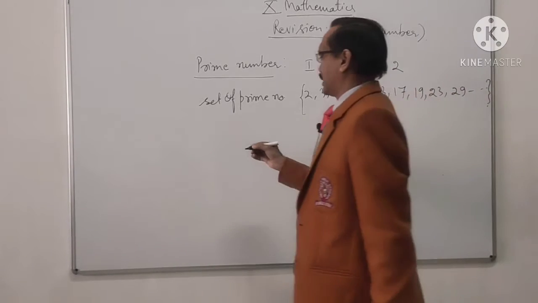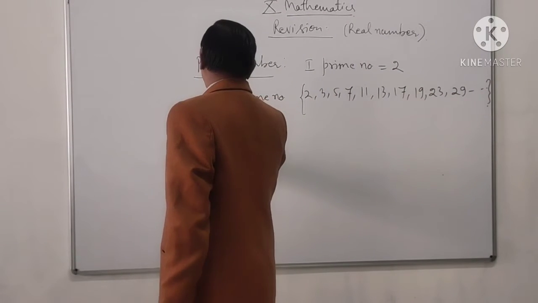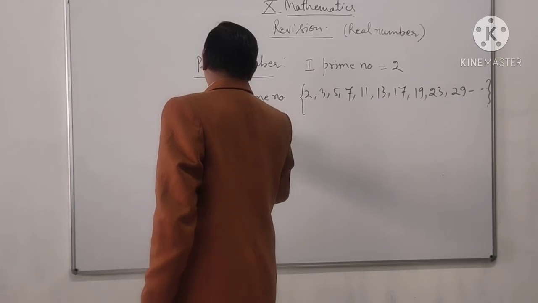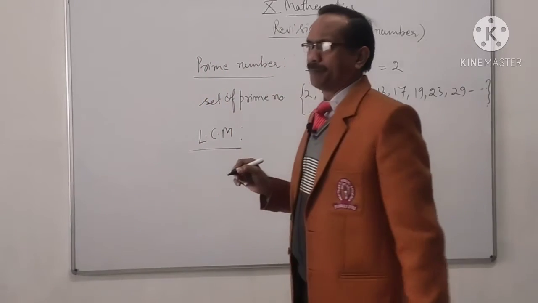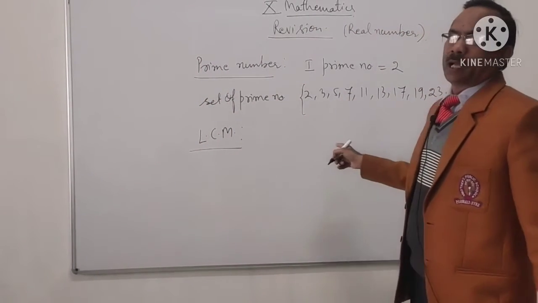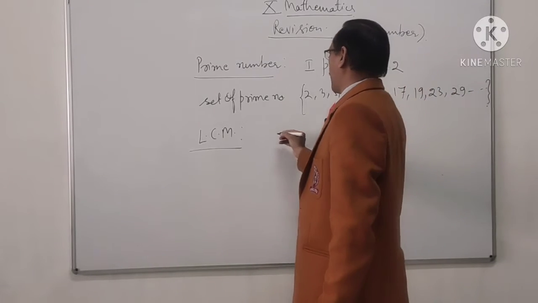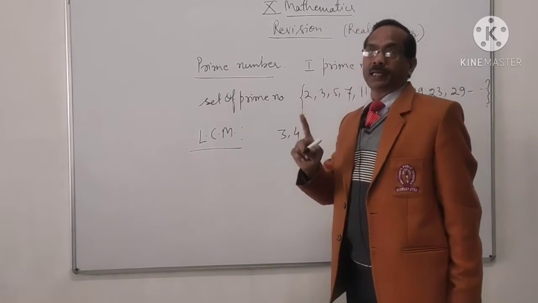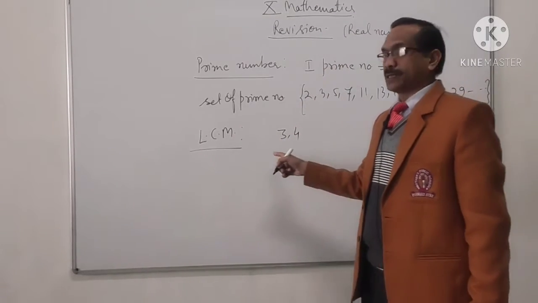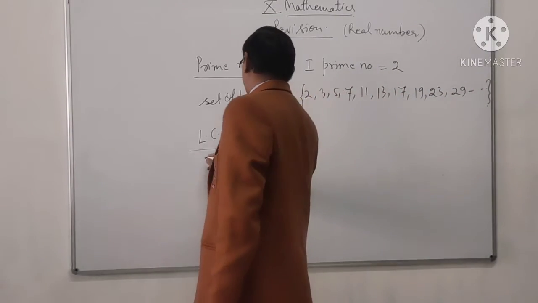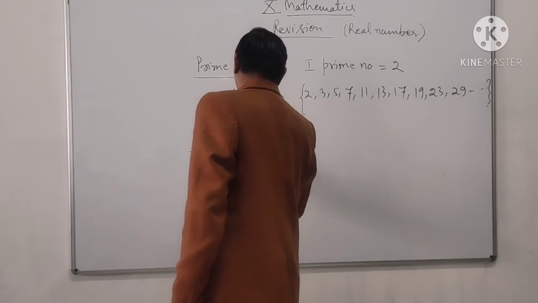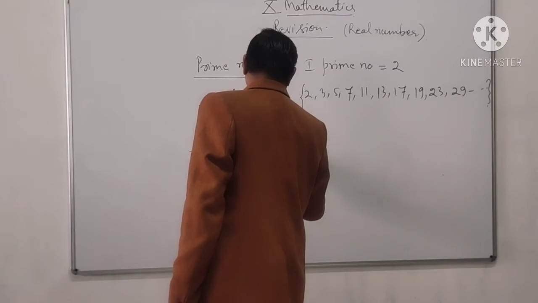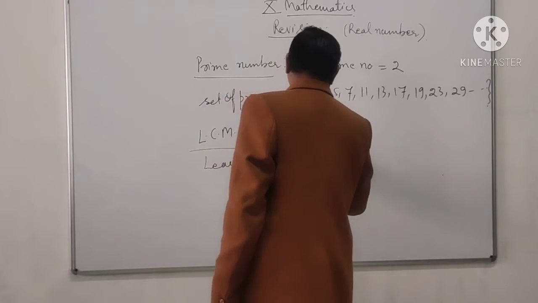Now, there is LCM. These things are required for this chapter. So LCM is what? If we take two numbers, 3 and 4, it is the least common multiple. Least, meaning least common multiple.